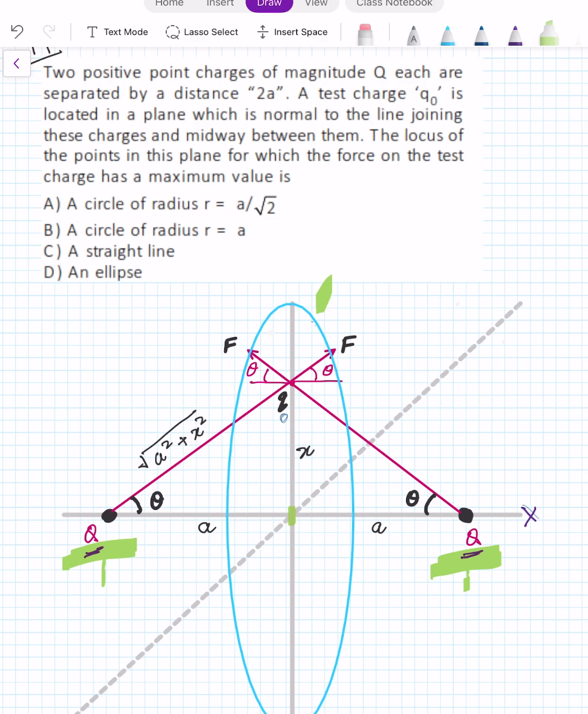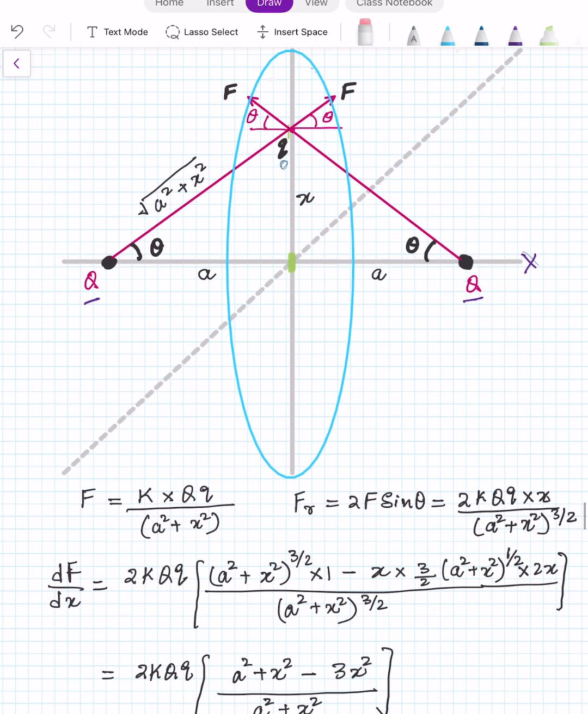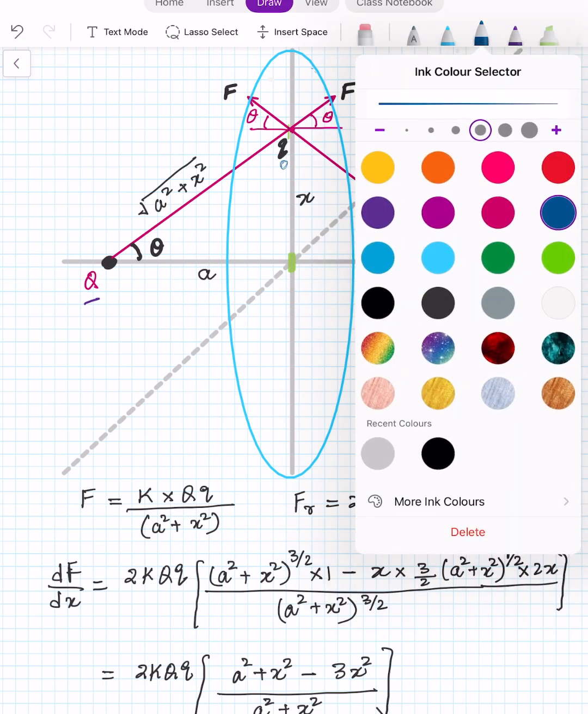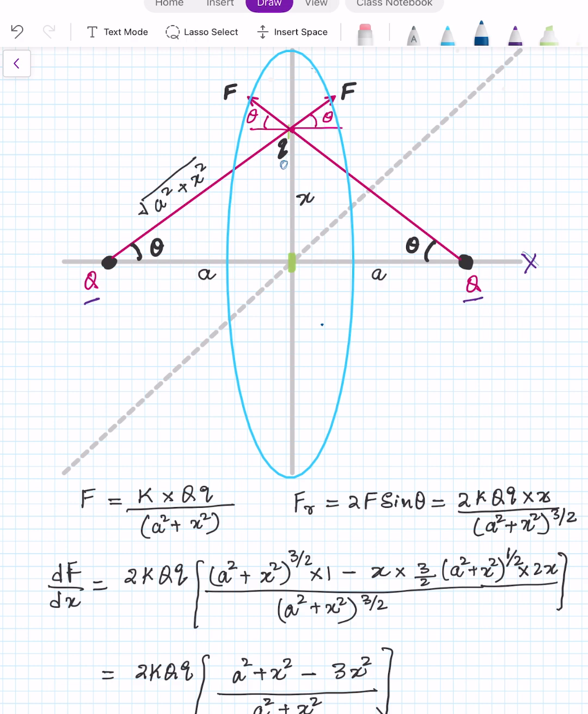Now we have to find the locus of the points where the test charge will be placed so that the force on it is going to be maximum. It means we have to find the locus of that point in this plane where the force experienced by Q naught will be maximum. So this is the arrangement. Now let's come to how to proceed with this question. It is mentioned there are 2 point charges Q which are fixed, and there is another point charge, test charge Q naught, which is kept in the plane normal to the line joining them and passing through the midpoint. So here it has been shown.